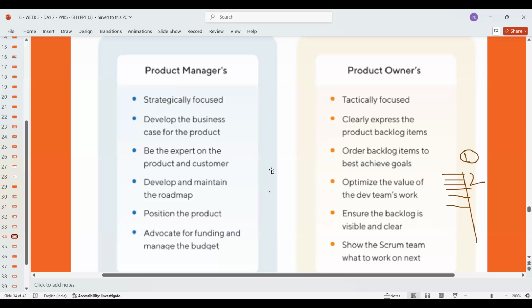Whereas a product owner has to know the backlog items clearly. They should know what the customer is asking. They should know how to manage those product backlog items well.